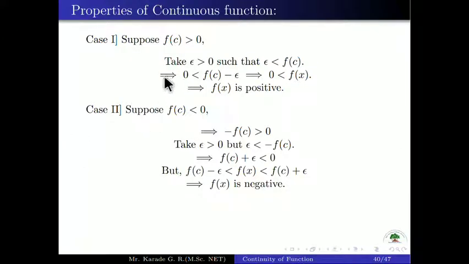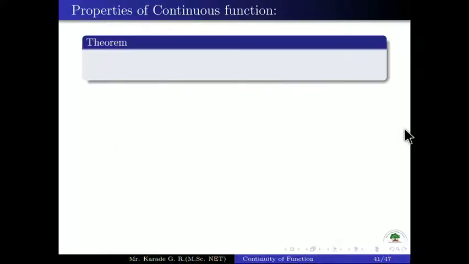So thus we proved that if f of c is not equal to 0, then there exists some neighborhood of c in which f of x has the same sign as that of f of c. Let us go to the next theorem.